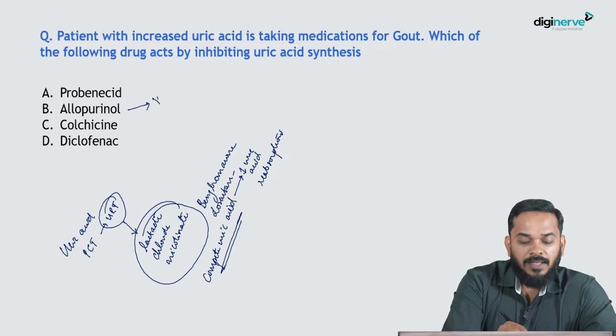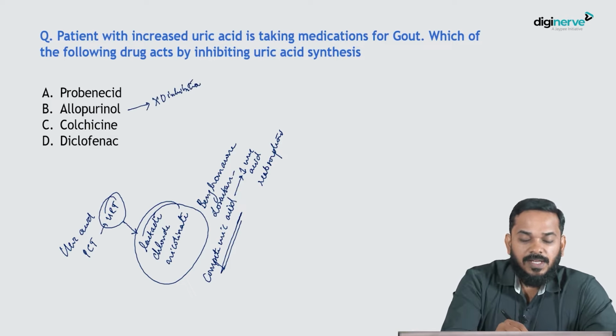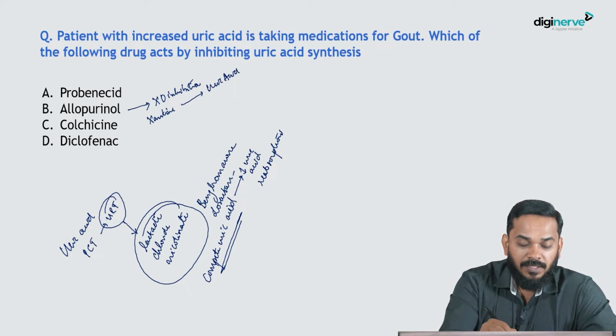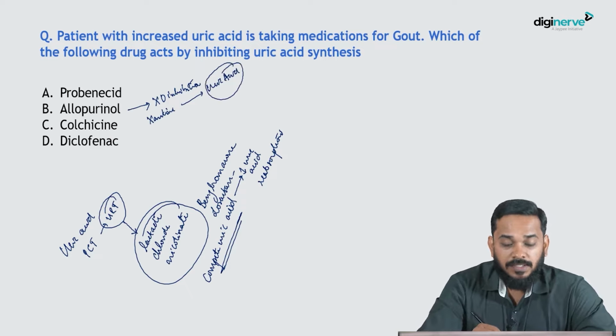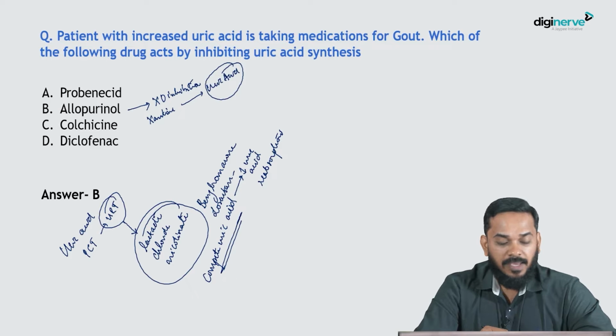Allopurinol is a xanthine oxidase inhibitor. The xanthine oxidase enzyme catalyzes the conversion of xanthine to uric acid. Since this enzyme is inhibited, the formation of uric acid is inhibited. So allopurinol is an agent that inhibits uric acid synthesis. The answer is option B.